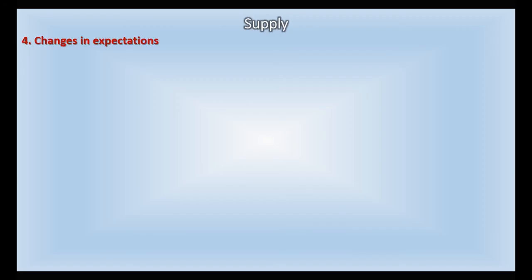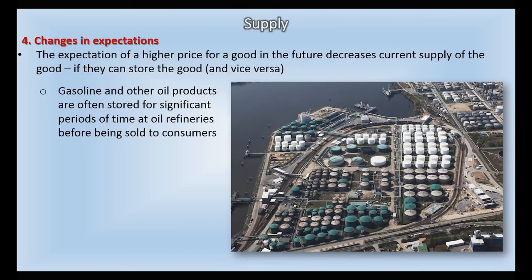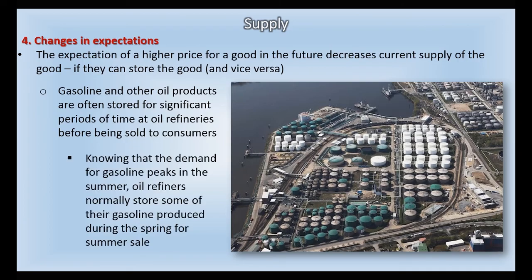Fourth thing, changes in expectations. Just like if you're a buyer of a good and you expect the price of the good to go up next year, you're going to buy more of that good today, so demand increases as a result. If you're the seller of a good and you expect the price to go up next year, you're going to want to sell more next year rather than today. So today, your supply will decrease, right? So here's a supply curve. It will shift to the left. It will decrease at any given price. So again, the expectation of a higher price for a good in the future decreases current supply of the good if they can store the good, and vice versa.